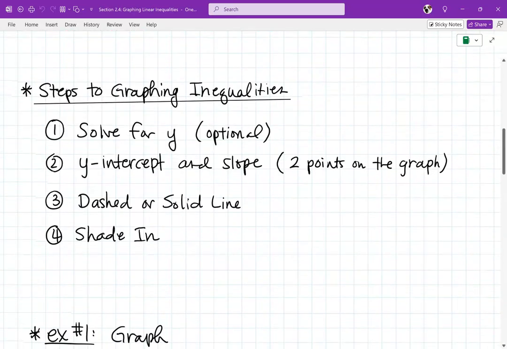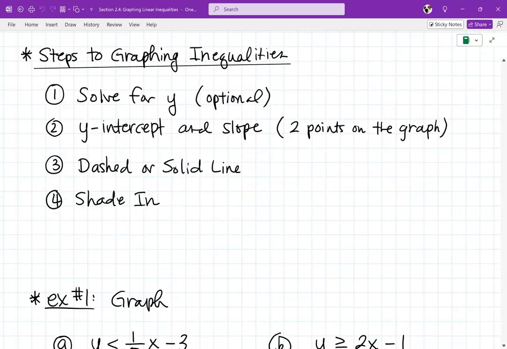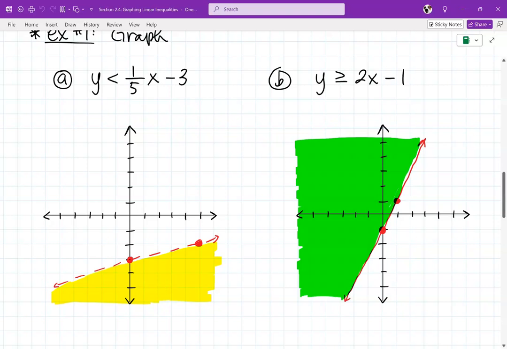And how are you gonna graph these things? Well, you solve for y first, optional, because it might already be done that way. You're gonna use your y-intercept and your slope to find your 2 points. You're going to connect the dots, but maybe it might be a solid line or a dashed line. So you got to think about what type of line it is going to be, and then you're going to shade either above it or below it, or to the left or right of it, whatever you want to think of it. But you're going to have to do some shading. Okay, and here's some examples of what they look like, right?